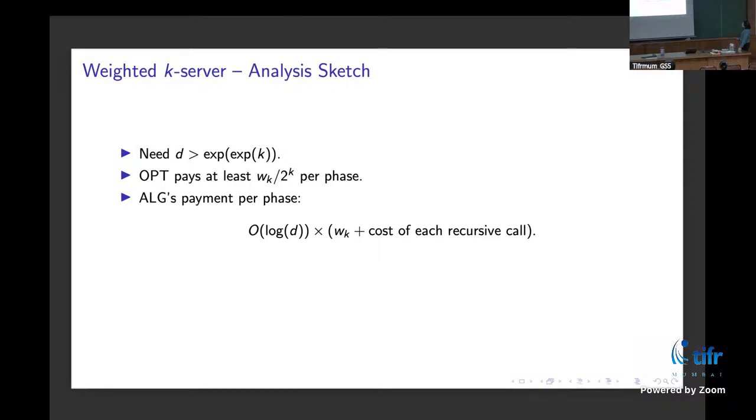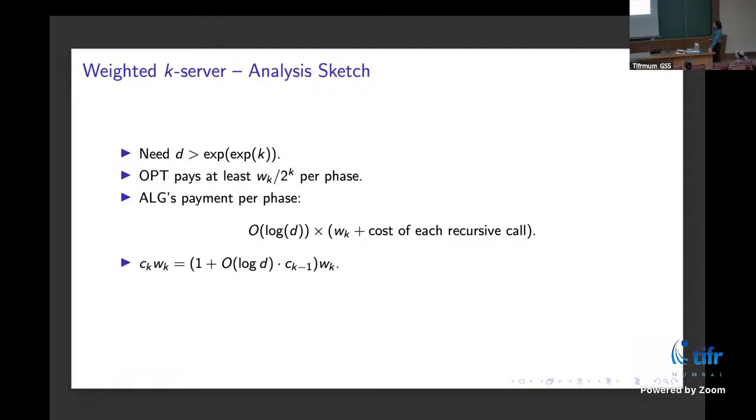And so every time you do this, you are making a recursive call to the k-1 server algorithm, right? So whatever is the expected cost of the recursive call, that's what you'll have to pay over here. So if we imagine that the expected cost that we pay is some constant ck times wk, the weight of the heaviest server, what we get as ck times wk is like 1 plus order log d times something. So this 1 times wk is the cost for the explore part, order log d, sorry, I think I've messed up the parentheses over here.